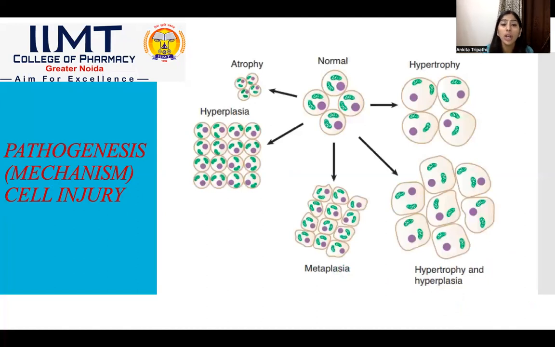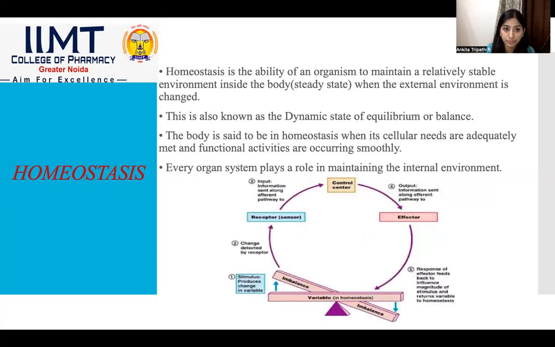When there is a decrease in size, it is known as atrophy. When there's an increase in size, it is known as hypertrophy. When there is an increase in the number of cells, it is known as hyperplasia. When there's a decrease in the number of cells, it is known as aplasia. When there's a change in structure within the cell, it is known as metaplasia. When there's a change in both the number as well as the size, it is known as hyperplasia and hypertrophy.